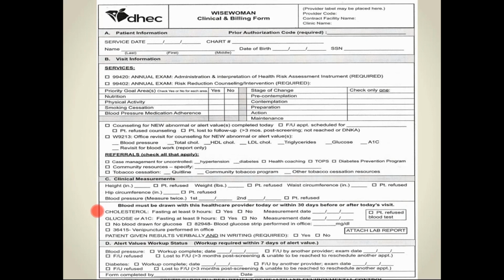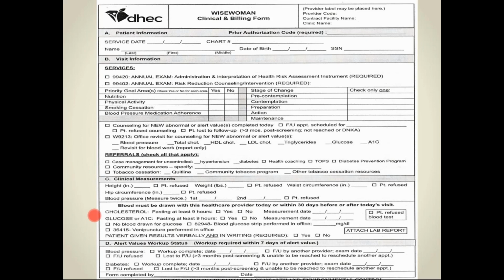Going down to the cholesterol, the glucose, and where we do the lipid panel, that lab report. This is very important for us. This is the part where we need your lab report attached to these forms to send in order to get payment. If there is no lab report, there is no payment.